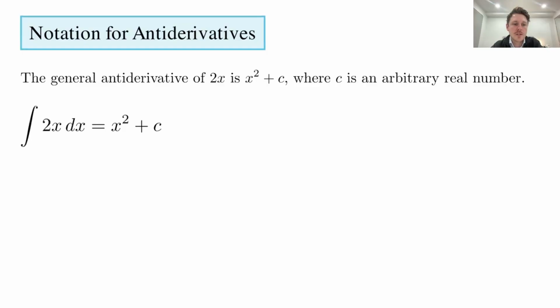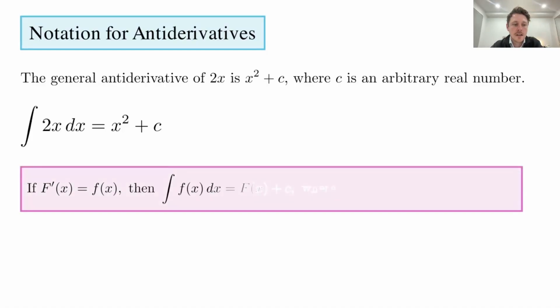And the notation we use is this. We would read this as the indefinite integral of 2x dx is equal to x squared plus c. And if we summarize that, we say that if capital F dash of x is equal to f of x, then the integral of f of x dx is equal to capital F of x plus c, where c is an arbitrary real number. Basically it's saying if you integrate some function f of x, it'll give you an antiderivative of that function. And you have to include this constant of integration, which we call c.